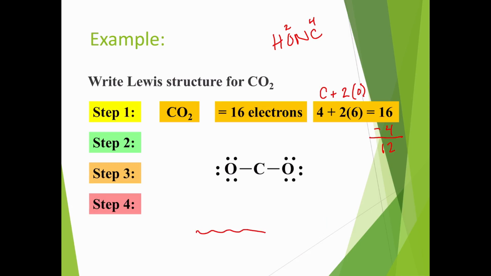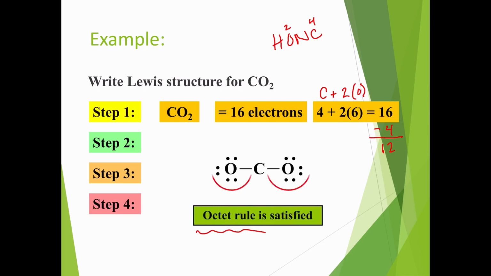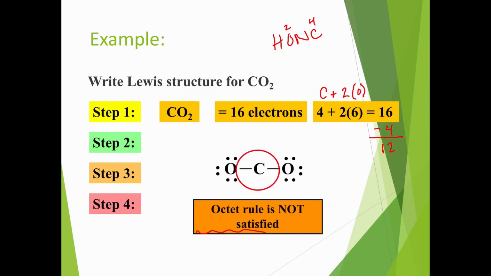So now we've run out of electrons. We've used all 16. There are 12 as lone pairs and 4 as bonding electrons. But even though the octet rule is satisfied for the oxygens, right now the octet rule is not satisfied for that carbon. That poor carbon only has 4 valence electrons. So this is not a good structure.